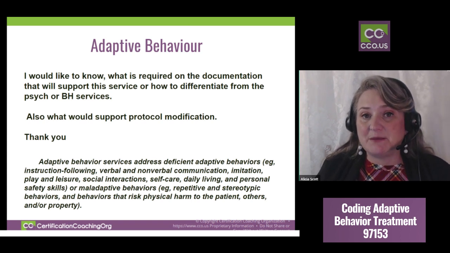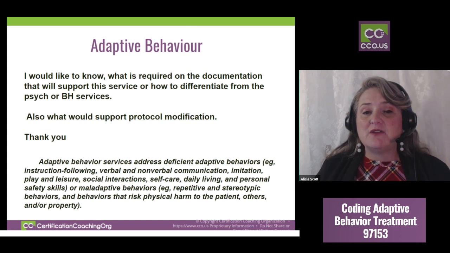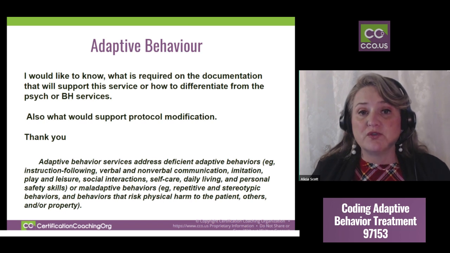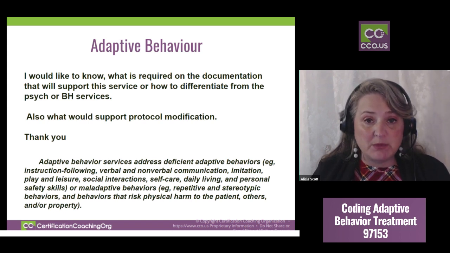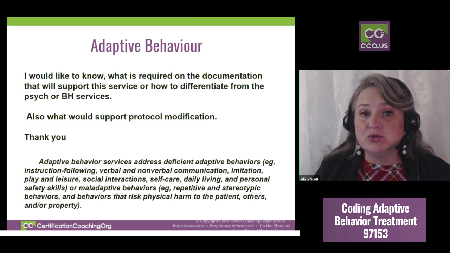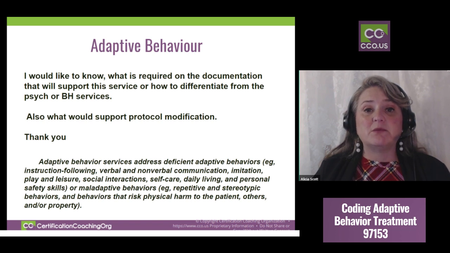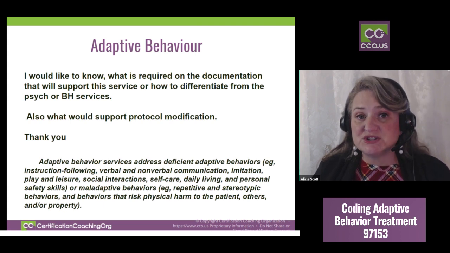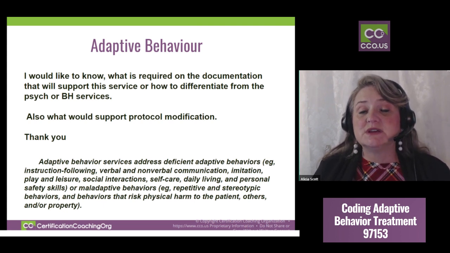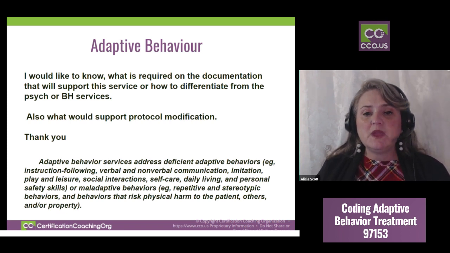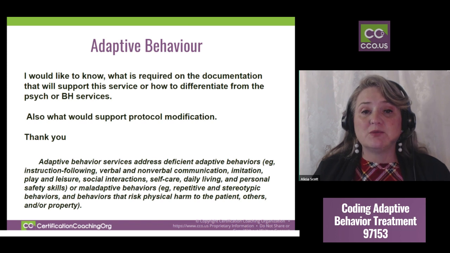When we see deficient adaptive behaviors, if you have a person that isn't able to communicate verbally, they don't have strong verbal skills due to maybe mental IQ, then this would be adaptive behavior for them to become more articulate, to be able to express themselves and not be frustrated, find out what words will allow you to get attention to what you need versus having an outburst. Or again, maladaptive behavior, repetitive.